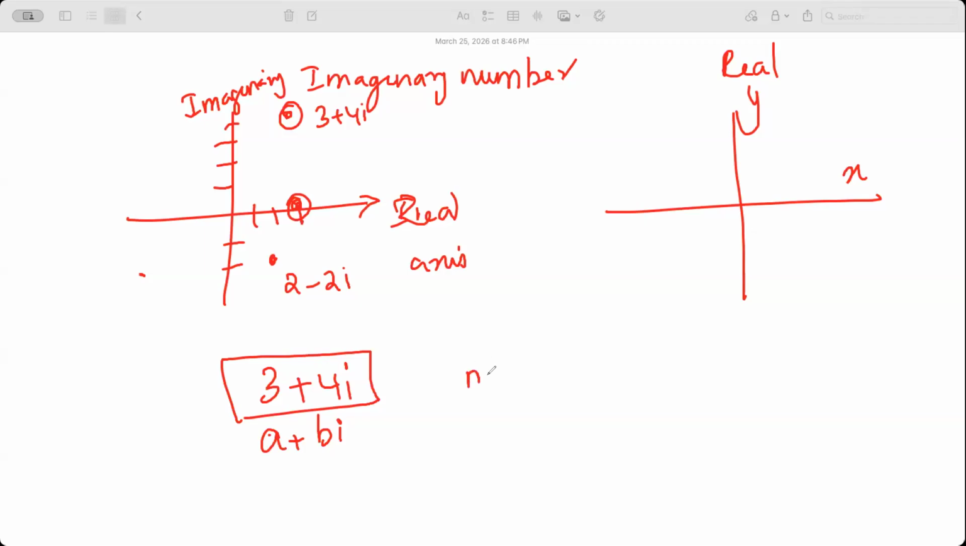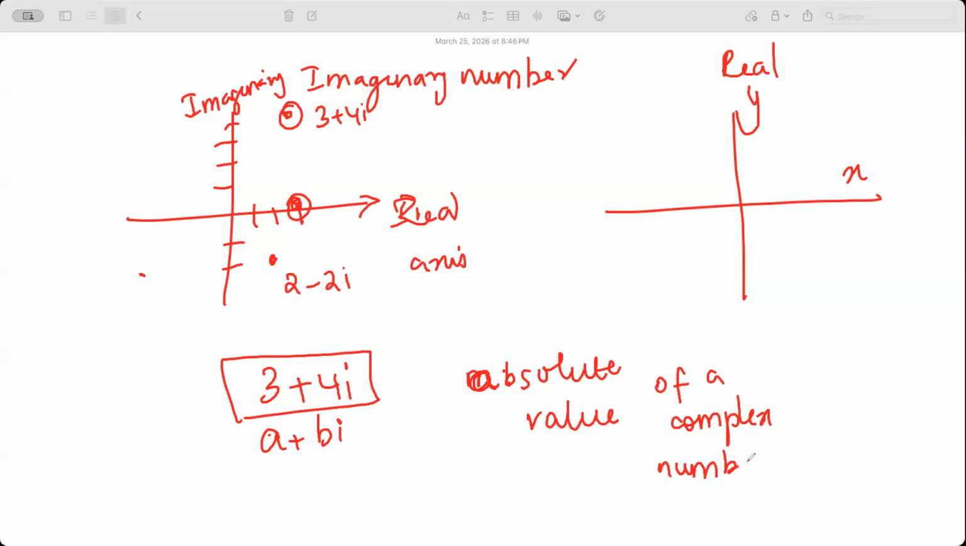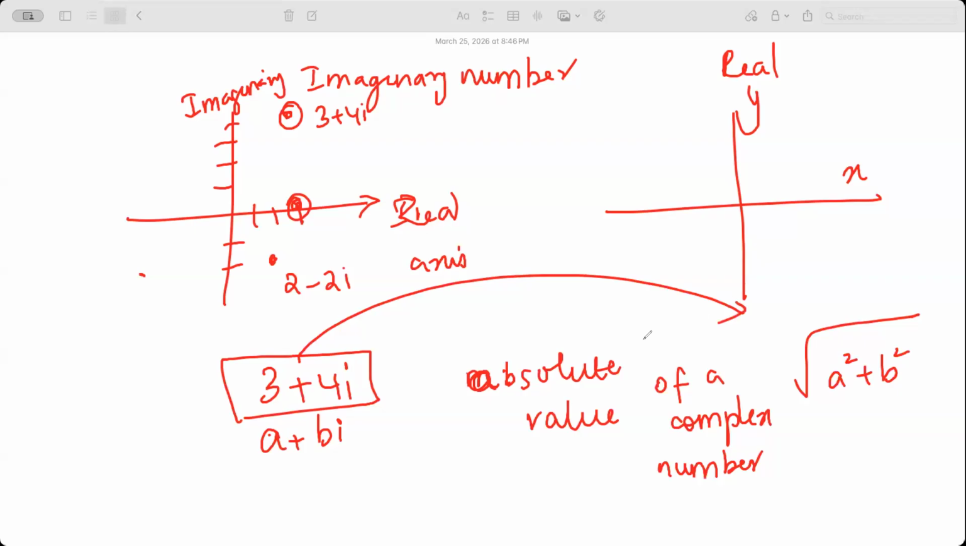Now, I don't want to include magnitude now, okay? Absolute value of a complex number. We are talking about complex numbers now. How do you write it? Square root of a squared plus b squared. Here you write it out as square root of a squared plus b squared, which is the absolute value of a complex number. Can I move on?